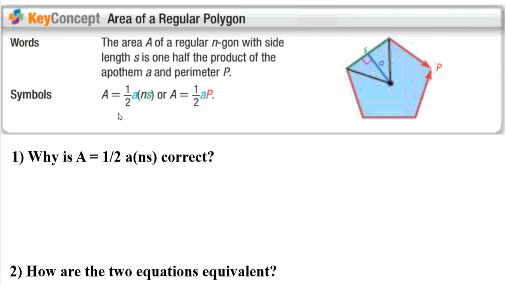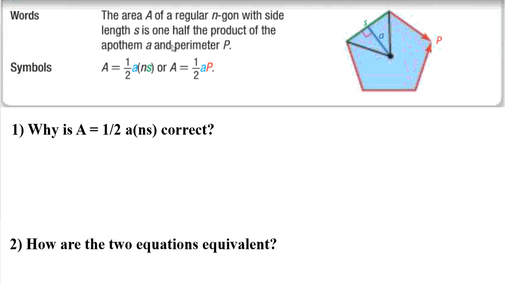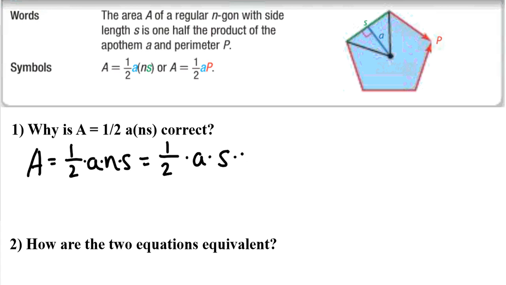Why is the first one true? Well, let's go looking. Area equals 1/2 a times n times s. Let's just write that out. Area equals 1/2 a times n times s. You don't necessarily need the parentheses. These are all just multiply in between. I'm going to rearrange these things. So this is really 1/2 times a times s times n. That's the same thing. Now look at this though. What is this? 1/2 a times s. Well, a is the height of the triangle and s is the base of the triangle. So this is just the area of one of the triangles in there. So this is equal to the area of one of the triangles.